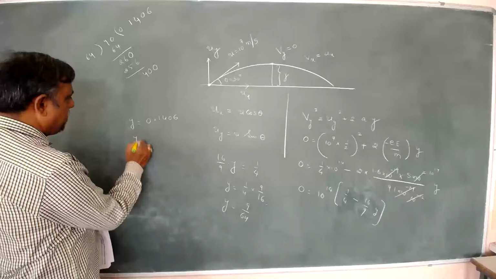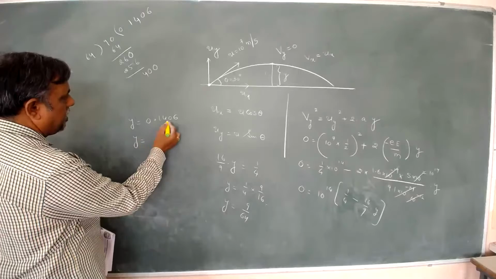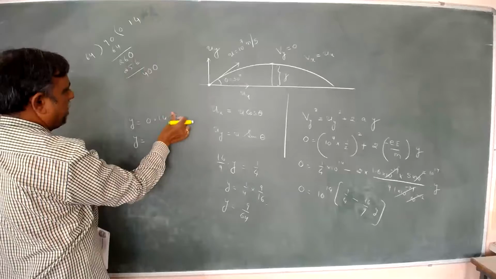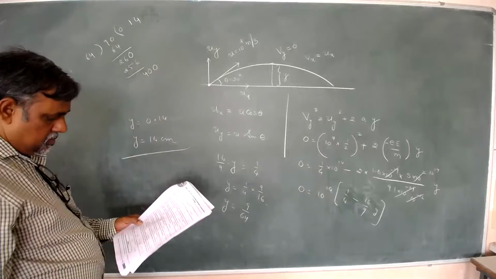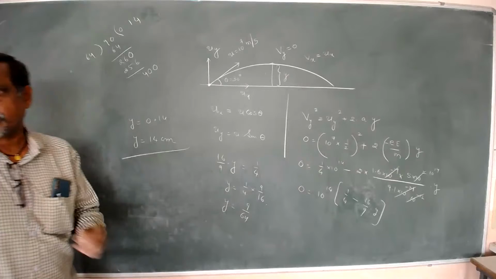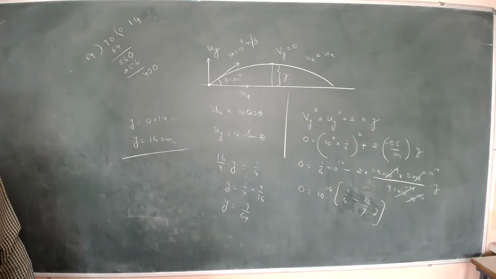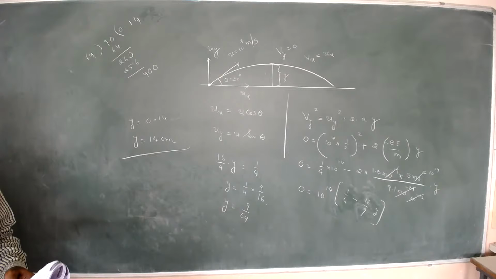This can be represented in centimeters. Taking 0.14, this is 14 centimeters. So option B is correct.